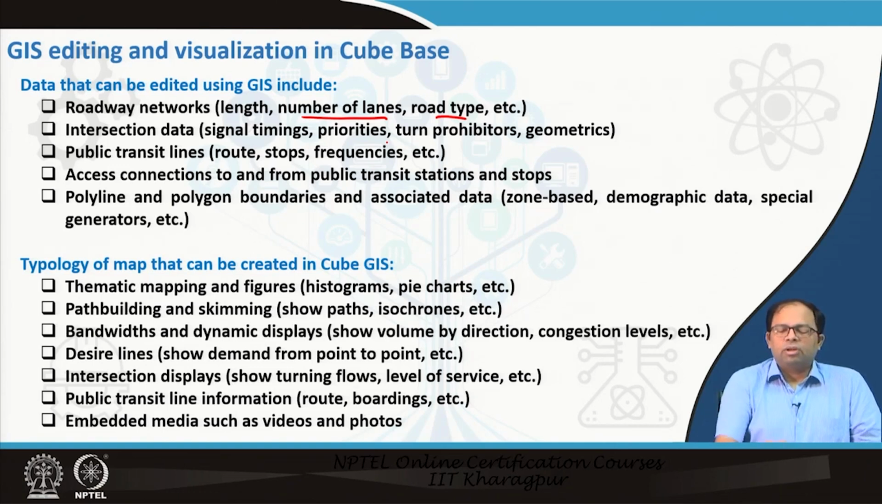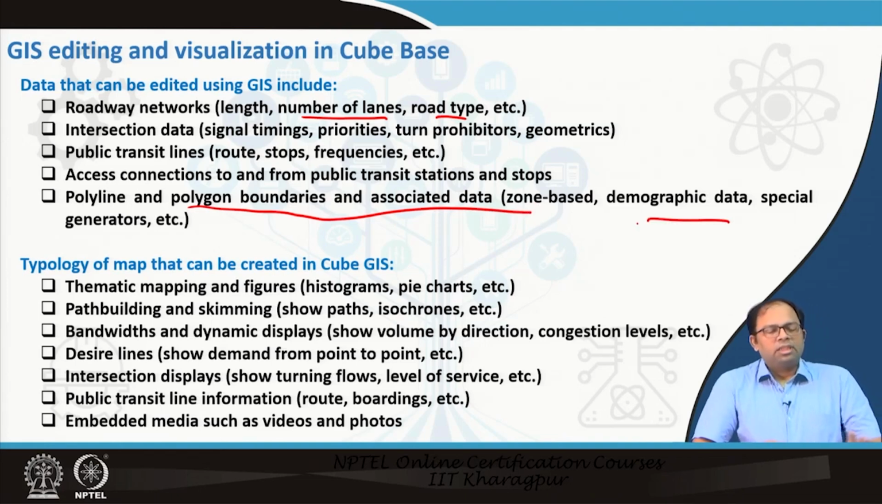Then access connections to and from public transit stations. I was showing you that there was a list of access links, access cost and everything. Then the polygon boundaries and polyline boundaries for marking different TAZs, zones, and for demographic data, spatial generators and so on. This is what kind of data could be edited in the GIS part.